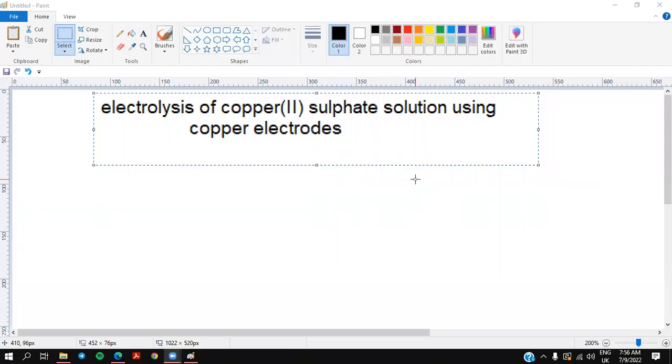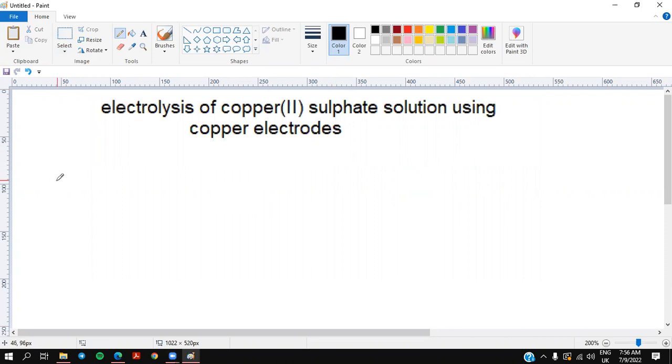In order to discuss the electrolysis of copper(II) sulfate solution using copper electrodes, as usual, I had to start the work with the electrolysis system. I can take a beaker for this purpose, and the beaker can be filled with some copper sulfate solution. It's a deformed beaker, the shape is a little bit different. Here, this is the solution, copper sulfate solution.